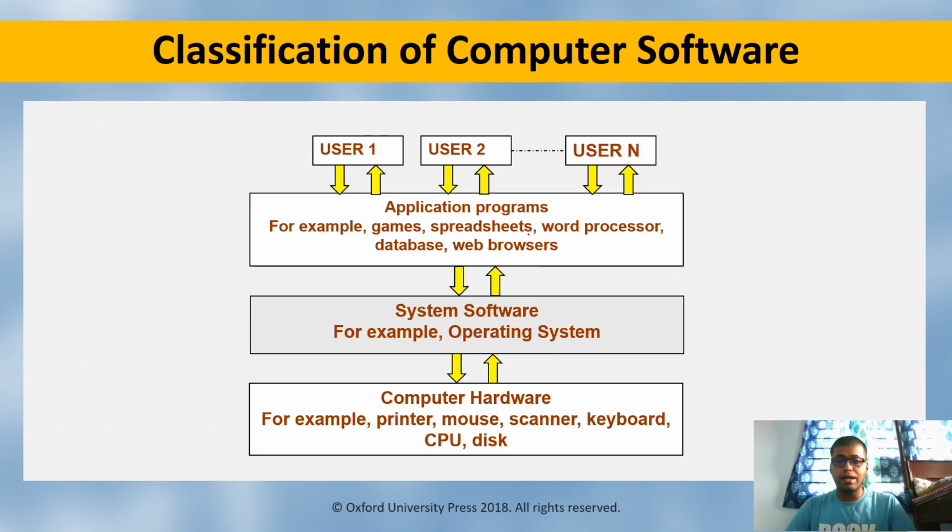Now here in this chart we can see what has been discussed in the previous slide. Application programs, games, spreadsheet, word processor, database, or browser, these are applications. Operating system is the system software, and computer hardware, printer, mouse, scanner, keyboard, CPU, disk, these are part of the hardware. So hardware always interacts with the system software, not with the application software, and the system software is the middle layer, the bridge between the hardware and the application software. Okay.